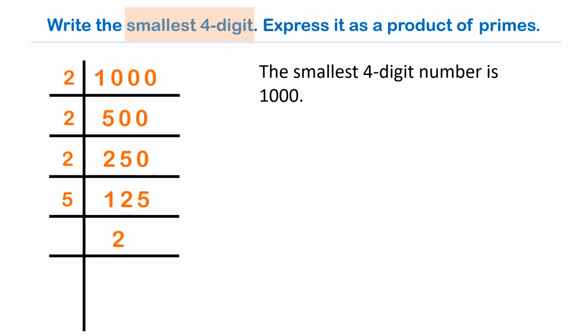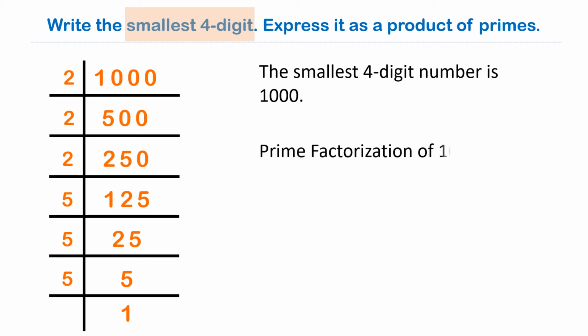We get 25. See, the last digit of 25 is 5. So 25 is also divisible by 5. So write 5 to the left of 25 and divide. We get 5. And we all know 5 is a prime number. So it has only two factors, 1 and 5. So write 5 to the left of 5 and divide. We get 1. If we get 1, it means our prime factorization is over. So the prime factorization of 1000 is 2 into 2 into 2 into 5 into 5 into 5.